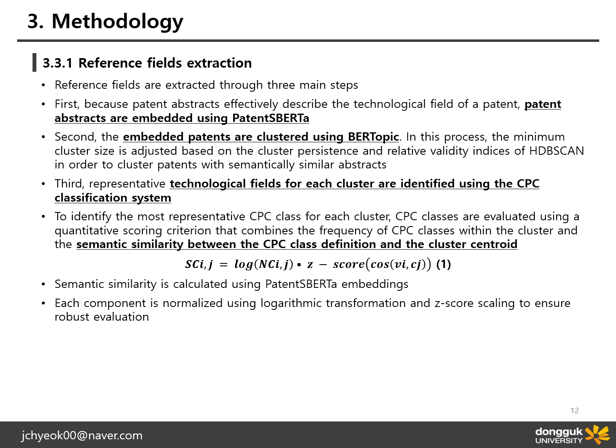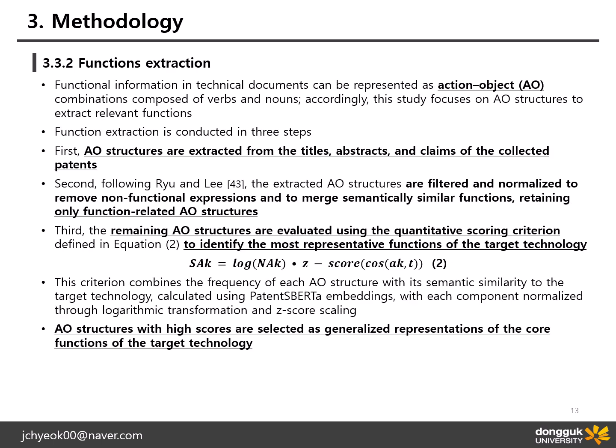In this stage, representative reference fields and core functions are identified using embedding model-based semantic analysis and AO structure analysis. Patent abstracts are embedded using PatentSBERTa, and BERTopic is applied to cluster semantically similar patents. Reference fields are determined by selecting representative CPC classes based on combined frequency and semantic similarity score. Functions are extracted using action-object structure from patent title, abstract, and claims. After filtering and normalization, core functions are identified using a frequency and similarity-based scoring criterion.